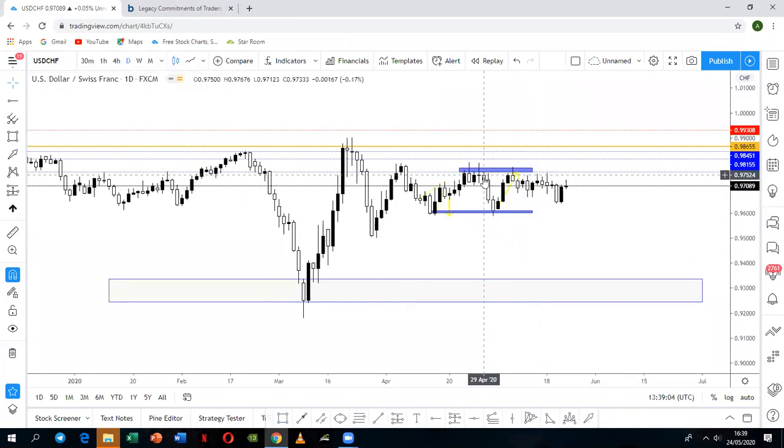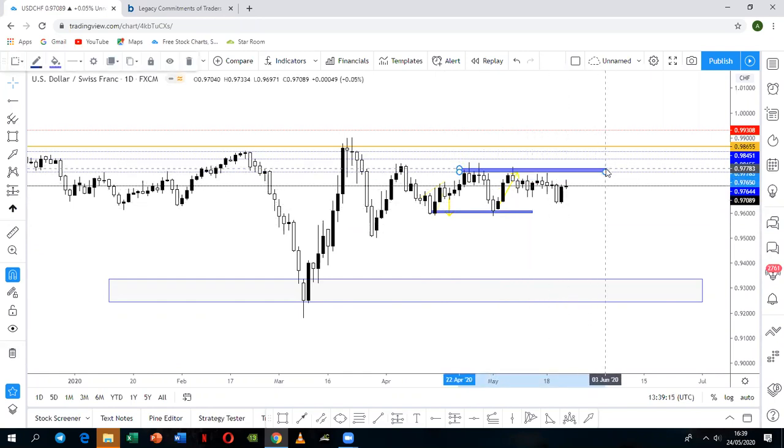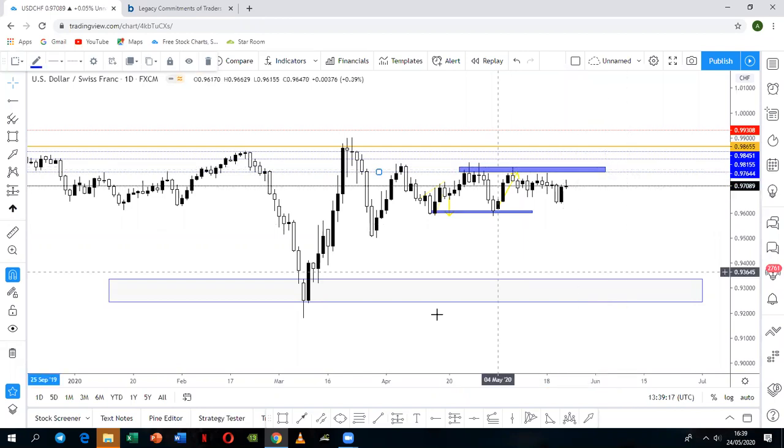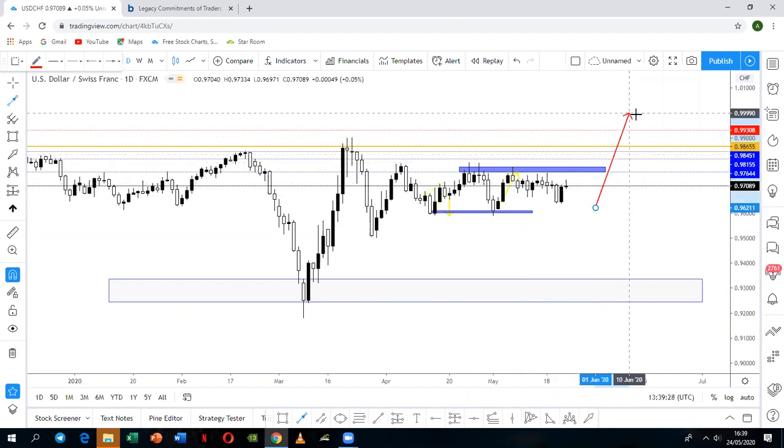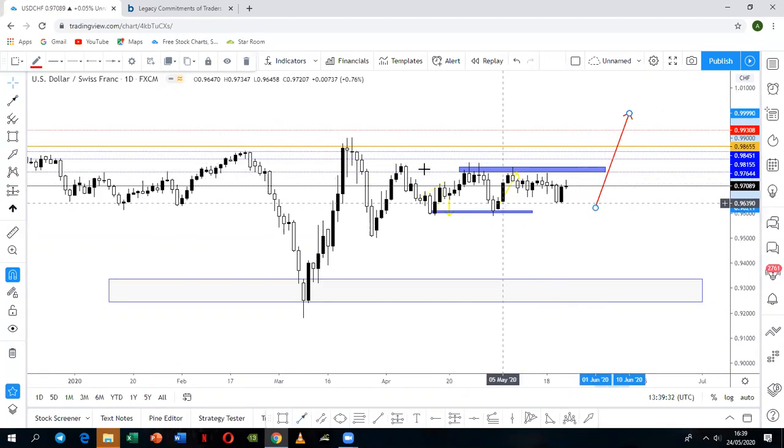So this analysis, I must have done it on the smaller time frames. In here, I had another buy zone. Most likely, based off the CFT numbers, price is going to push up, retest this zone, move back down, retest this zone, and then push up again, break past it, and continue with the overall bias, since the US dollar is way stronger than the CHF.